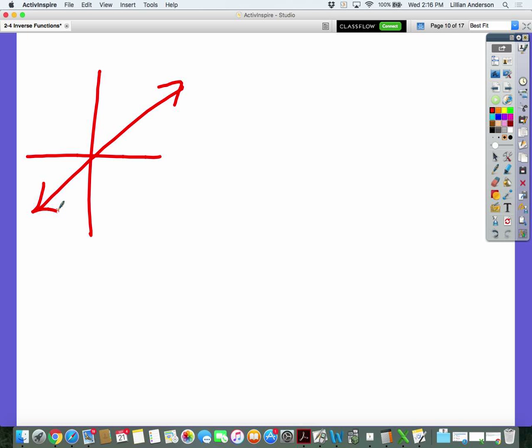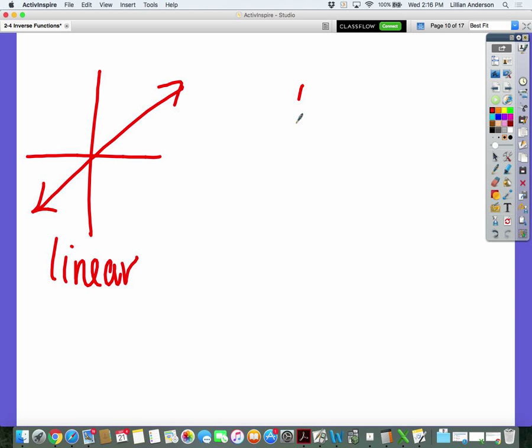Christian. It is a linear function, okay? Now, this linear function, is its inverse a function? Yes or no? Anybody? Yes. Yes, it passes the horizontal line test, okay?